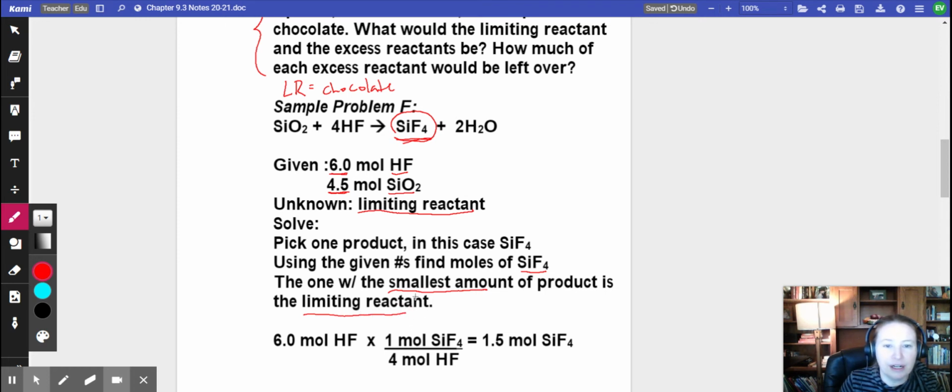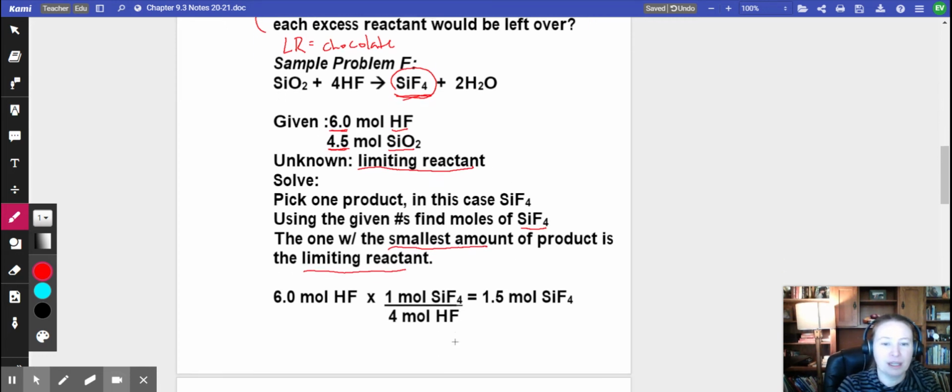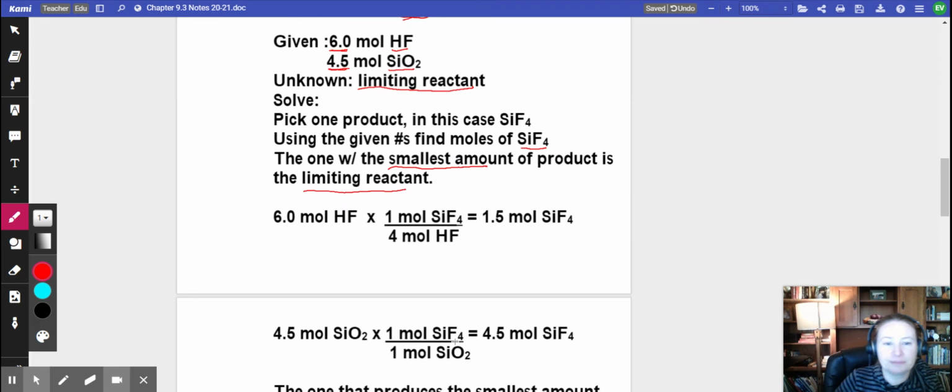Okay, so down here, since I'm given moles and I'm just looking for the limiting reactant, I don't need to find grams of SiF4. So I'm just going to do a simple one-step stoichiometry problem, multiply by the mole ratio, moles of HF to moles of my product, SiF4, and moles of SiO2 to SiF4. And again, the one that makes the least is my limiting reactant.